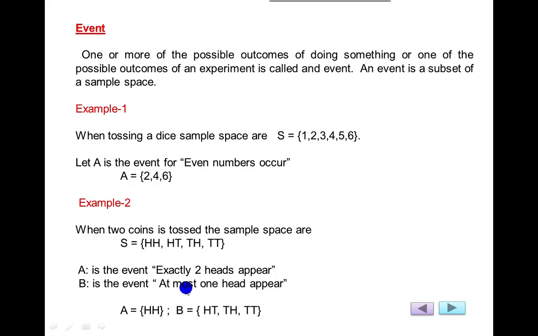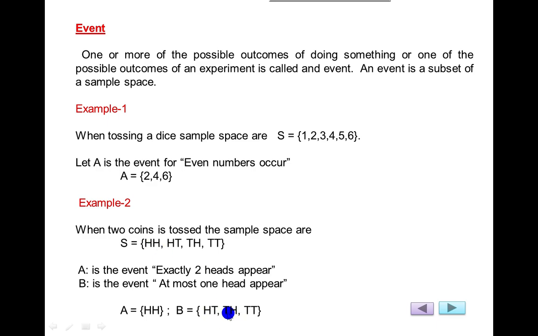So at most means maximum 1 head appears. So maximum one head appearing means HT, TH and TT. Maximum one may be less than one but not more than one. Minimum one may be 0. Here 0 heads appear, and 0 is less than 1. So maximum one head means maybe HT, TH and TT, not more than 1.